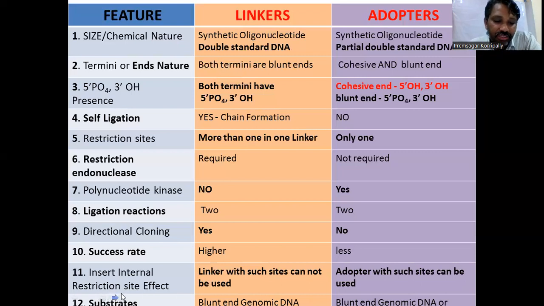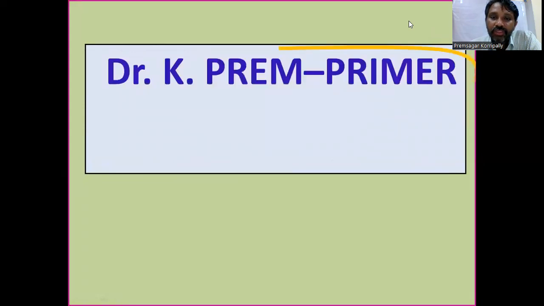And substrates: here, what we can do is use the blunted genomic DNA as well as the cDNA. For adapters also, blunted genomic DNA or cDNA fragments you can use. So these are the important differences between the linkers and adapters. So this is all about today's lecture.